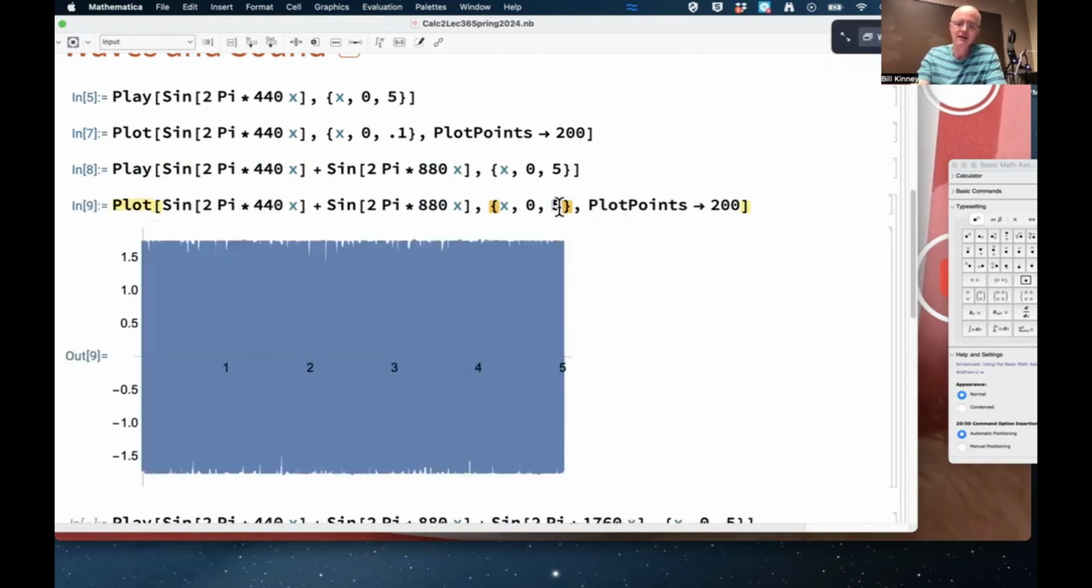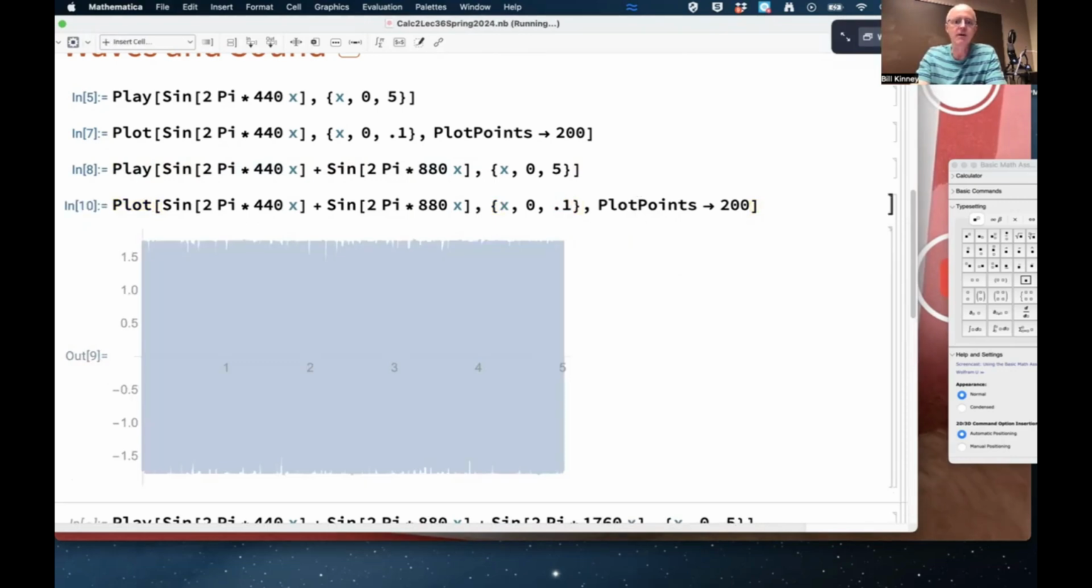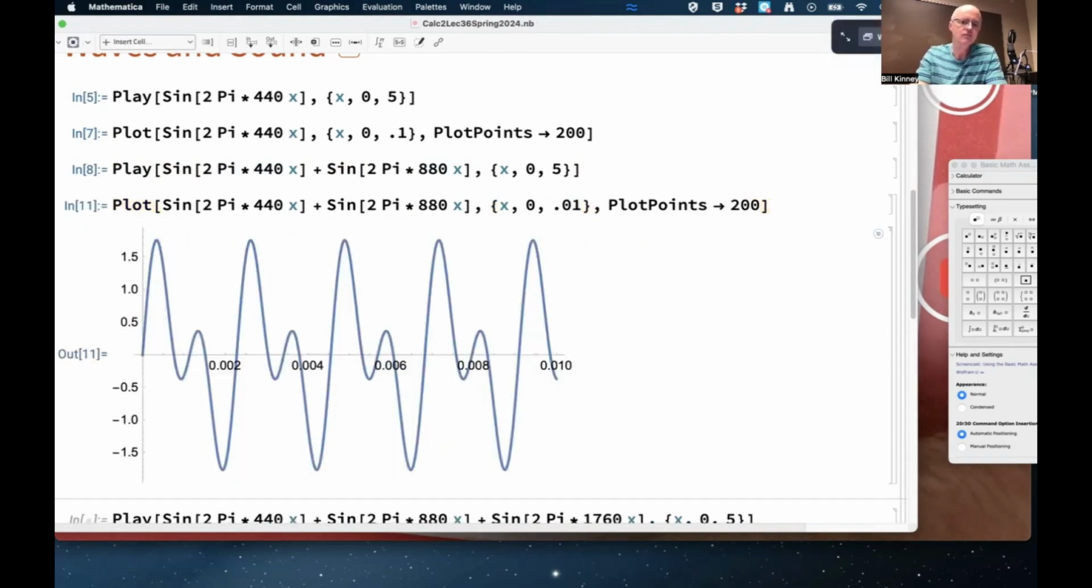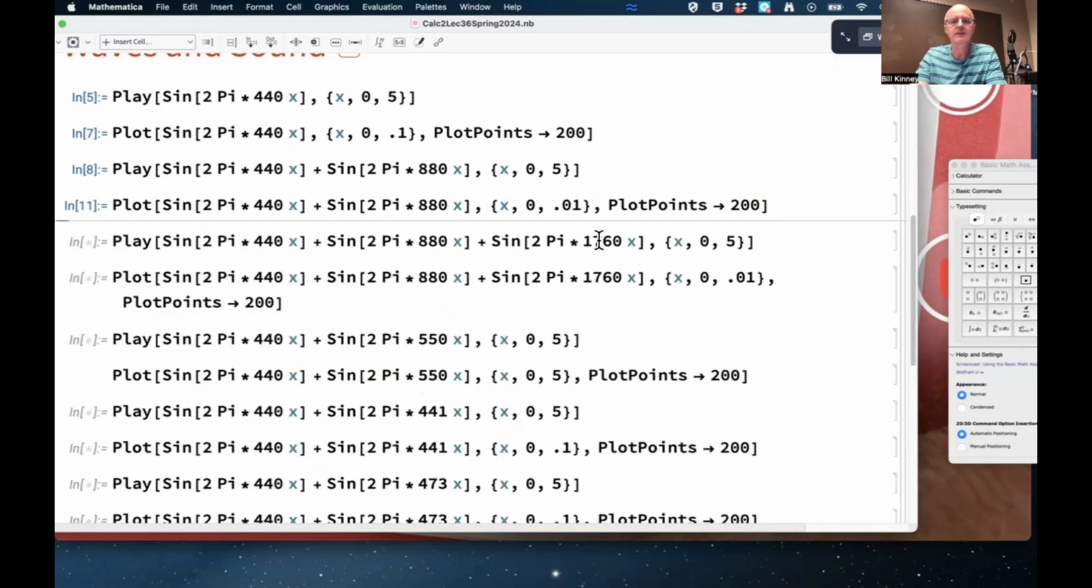Again, it looks just like a bunch of oscillations. Over a smaller interval, it gets a little bit more interesting. It's not a pure sine wave anymore. We're adding sines of different frequencies. We get kind of weird oscillations.